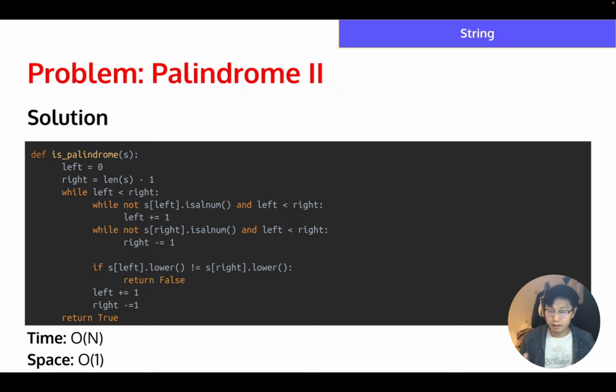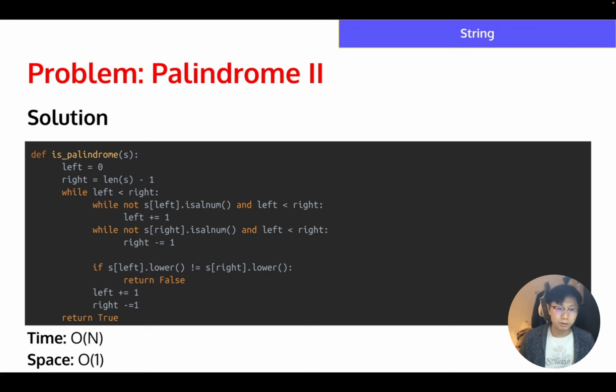We check if that character is alphanumeric, and if that's not the case, then we want to skip over by decrementing the index by 1 until we get to a character that is actually alphanumeric, or until the left and right index cross over. Once we do these checks, now we're actually sure that the characters being pointed to by the left index and the right index are actually alphanumeric.